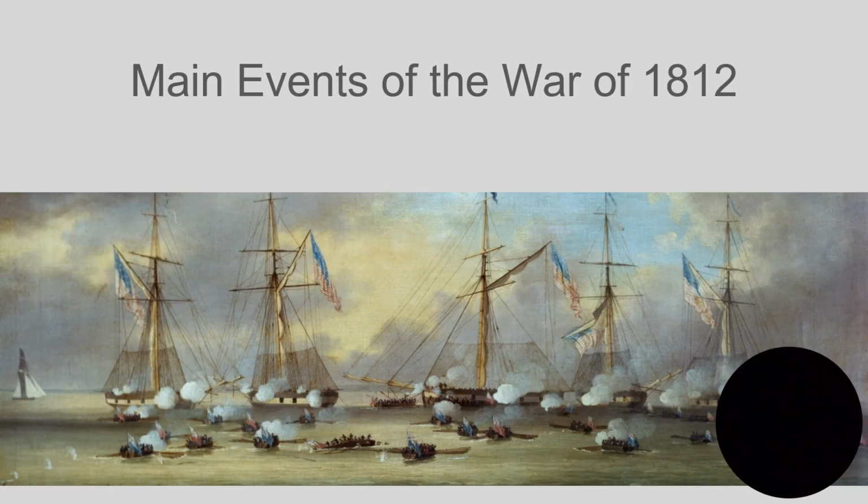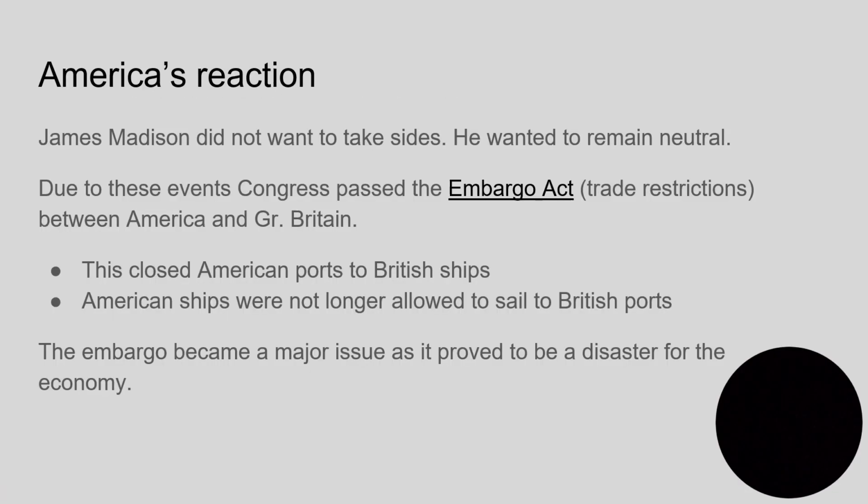So the war begins. The main events of the War of 1812. The war starts. America's reaction: James Madison did not want to take sides. He made it very clear he wanted to remain neutral. But due to these events, Congress passed the Embargo Act, which are trade restrictions between America and Great Britain. So we began to restrict ourselves from trading with Great Britain.